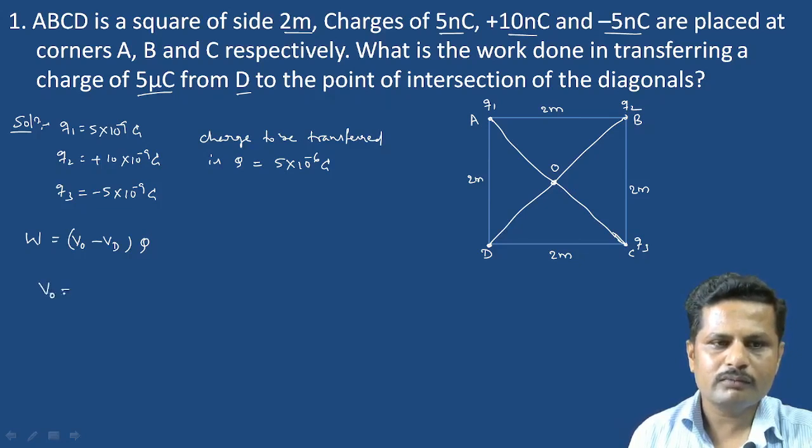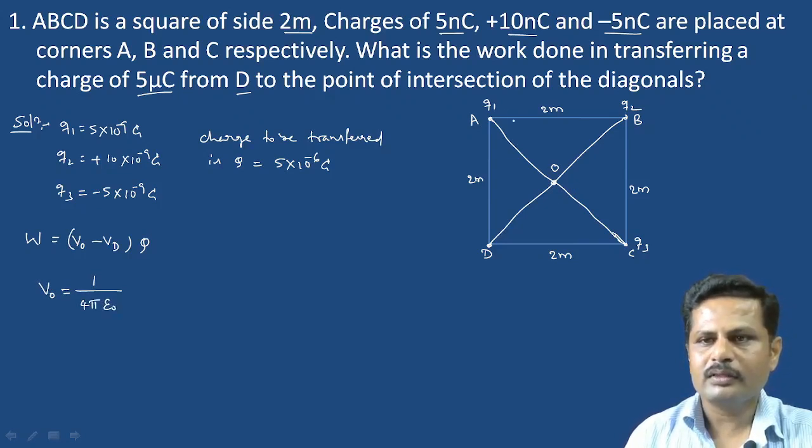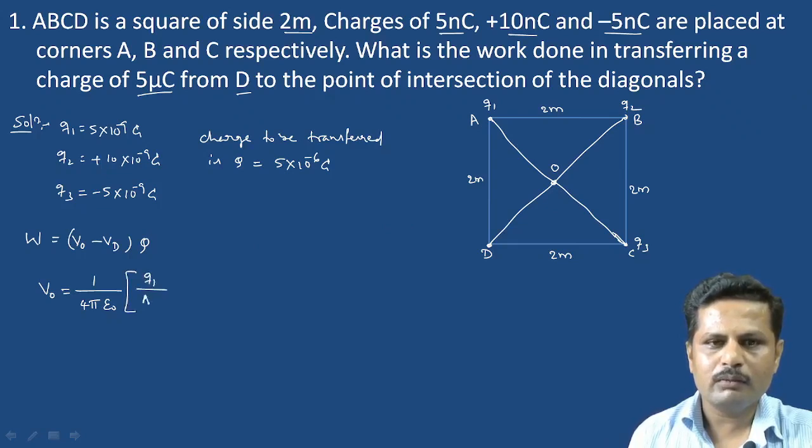VO is equal to, according to the superposition principle, the resultant potential at O is equal to the algebraic sum of all the potentials due to all the charges at this point, that is at O. That is Q1 by AO, the distance between O and A is AO, plus Q2 by BO plus Q3 by CO. So now we need to substitute AO, BO and CO. So let me find out AO, BO and CO.